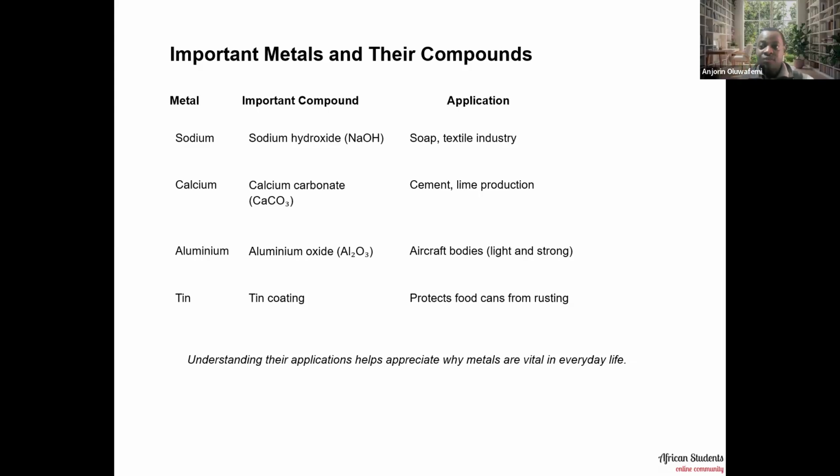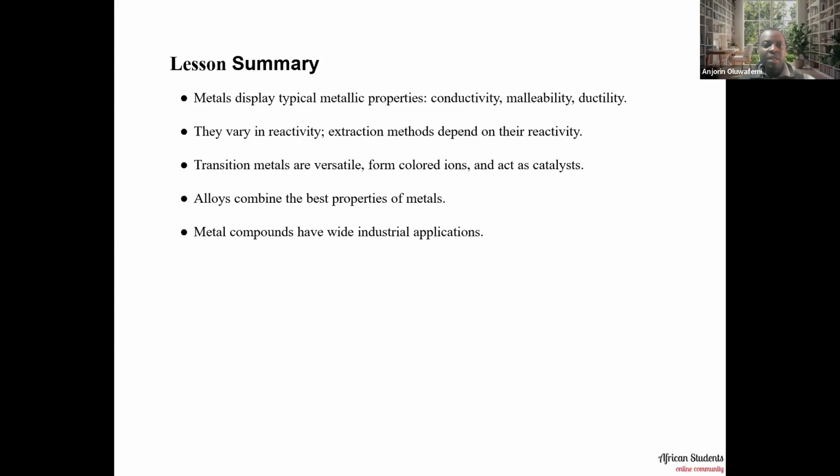So you have those cans of food that we buy, cans of milk and cans of so many other food items that we buy. They are coated with tin because it protects food cans from rusting. So these metals and their applications are very, very germane, and it's something that we see in our everyday life. We can see them deployed in various sectors, various areas of life, and they are quite useful. So we can read up more to get more information about these metals and their applications too.